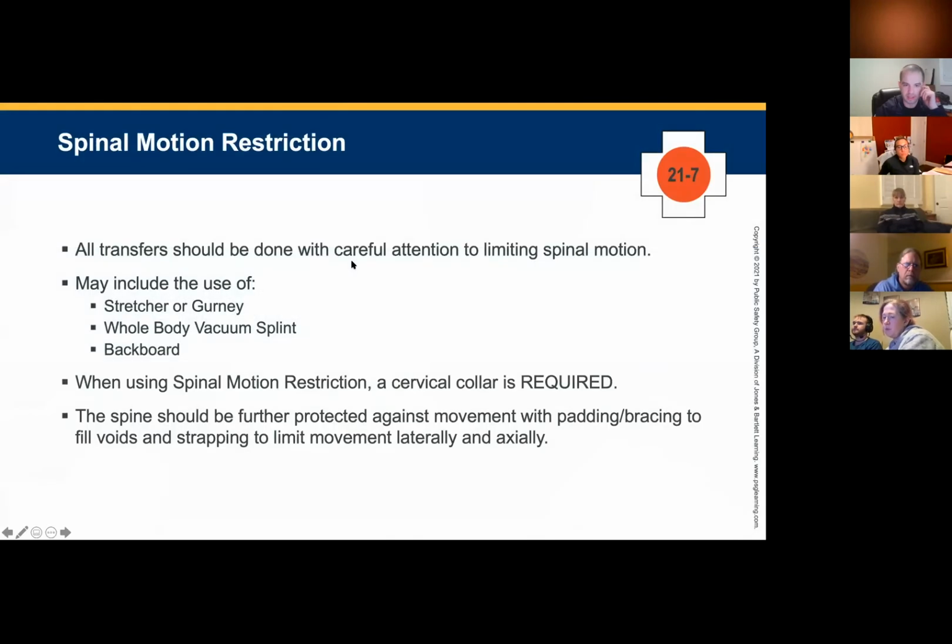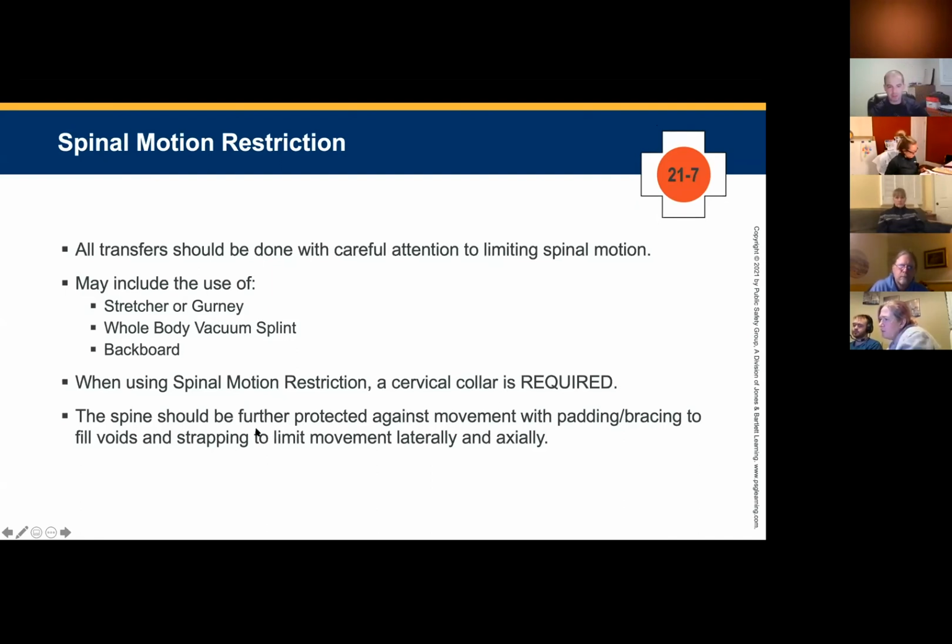All right, so let's talk about spinal motion restriction. All transfers should be done with careful attention, limiting spinal motion. We may want to use a stretcher or gurney, whole body vacuum splint, or backboard. When using spinal motion restriction, we want to make sure we use a cervical collar.